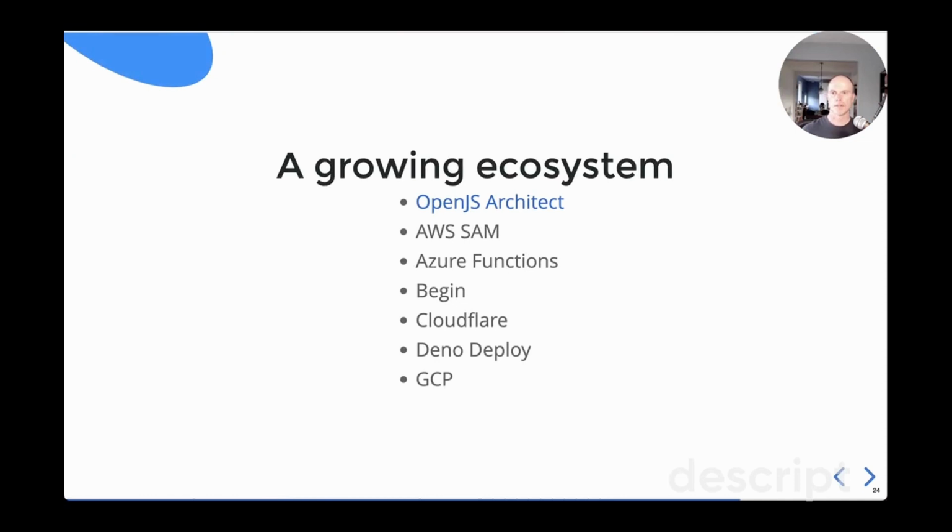So there's a growing ecosystem of things out there that you can use in order to build functional web applications. And I'm sorry if I've missed yours, but there's a number of them here. OpenJS Architect, which is the project that I work on. You can build right on top of AWS or Azure. Begin, again, is the company that I work for, that we make these things a little bit easier for you. We could also use Cloudflare or Deno or GCP. And if you know of any other things that I've missed, please contact me and I will add them to the system as well.